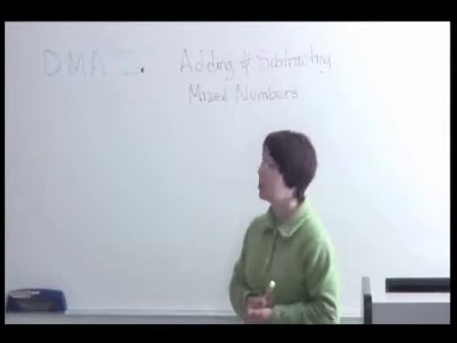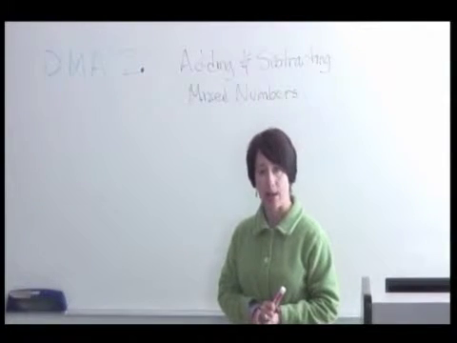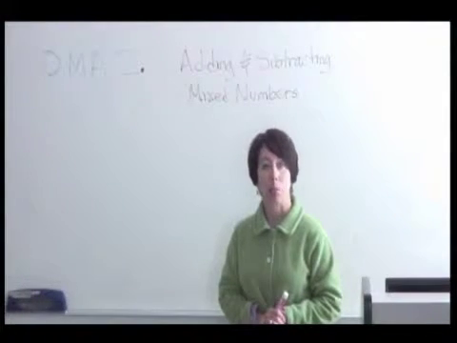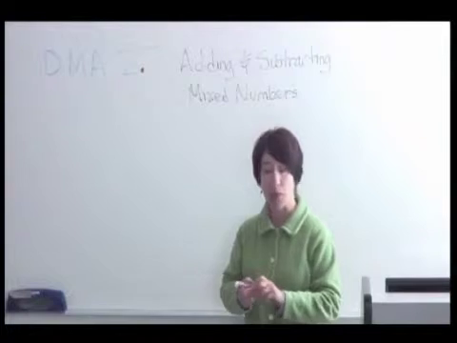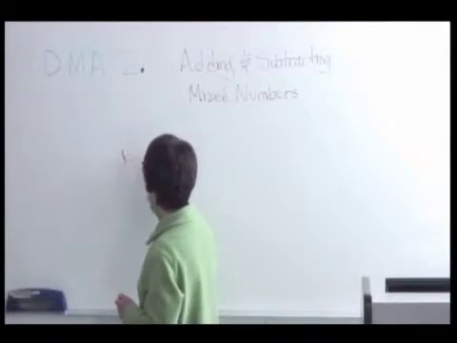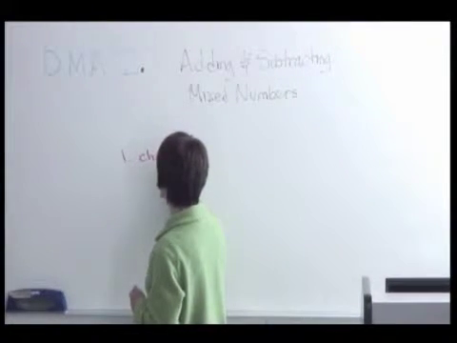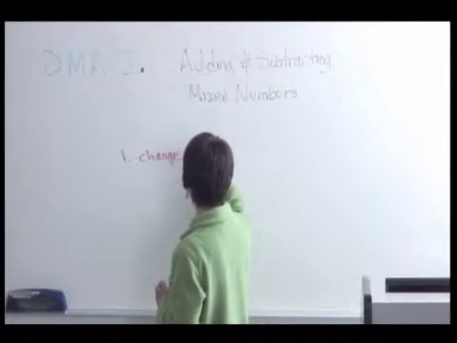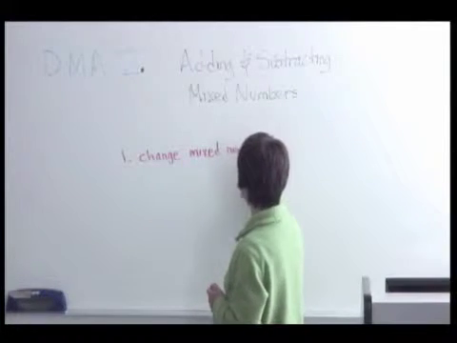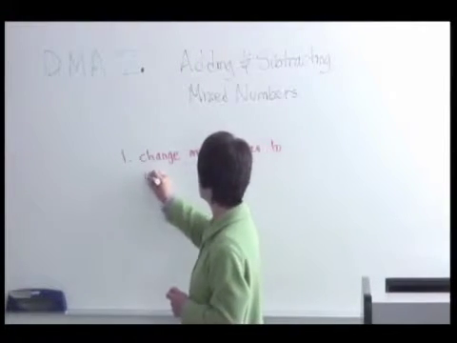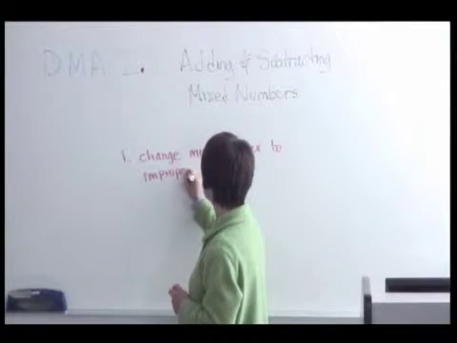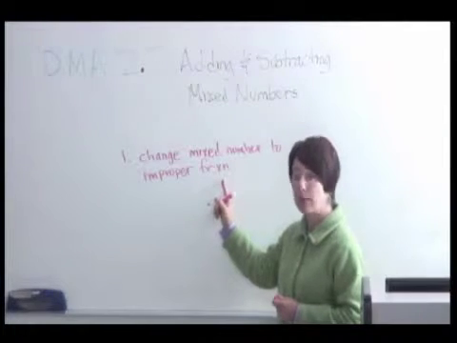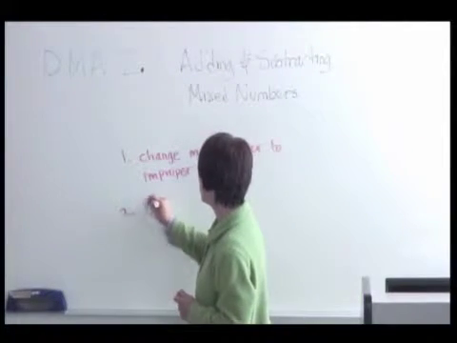But I'm going to go over adding and subtracting mixed numbers in a different way than your textbook explains it. And the way I'm going to discuss it is very similar to the way that we looked at multiplying and dividing mixed numbers. The first step is to change each mixed number to an improper fraction, and that's my little abbreviation for fraction.